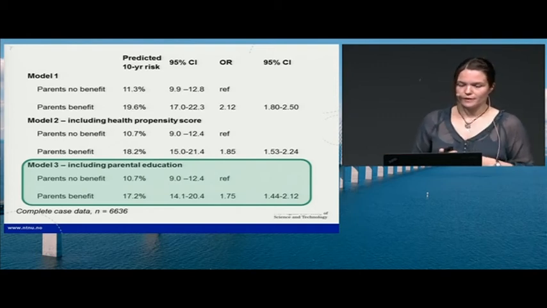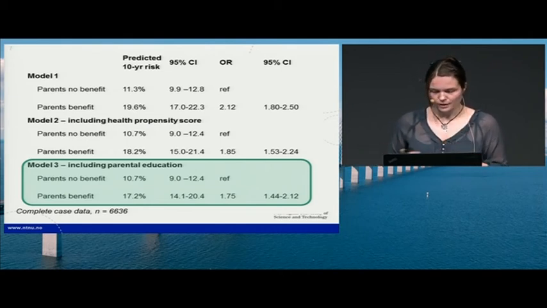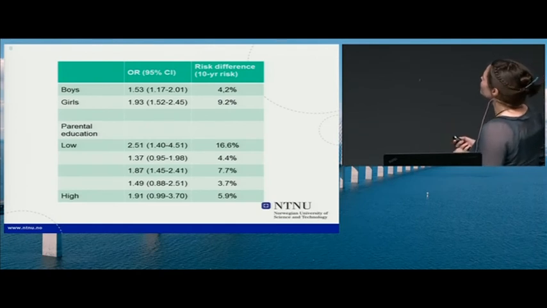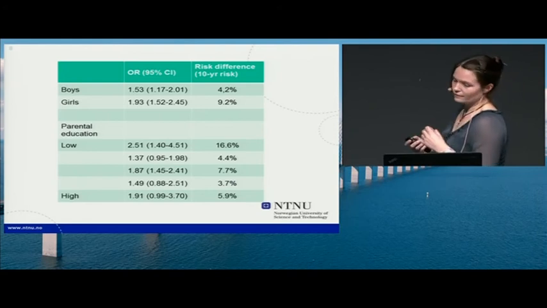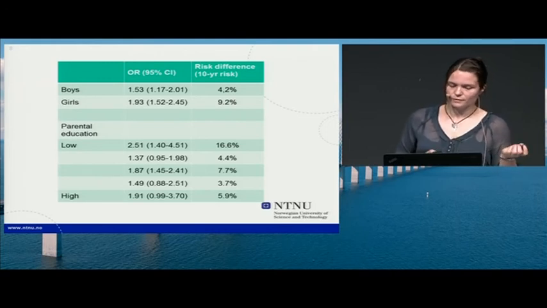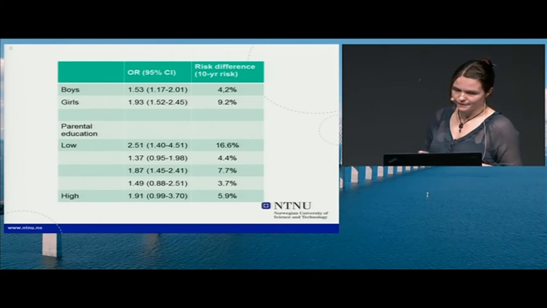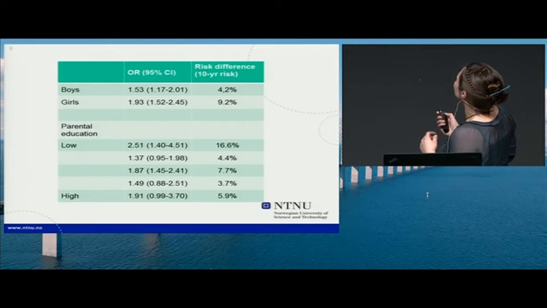These results are with both sexes. We know that there are differences between boys and girls, and I will show you separate analyses for boys and girls and also analysis according to socioeconomic status of the parents. The odds ratios here represent the relative difference between having parents on benefits and those with parents without benefits. And you can see that the differences are a bit larger for girls, and especially when you look at the absolute differences here as a risk difference.